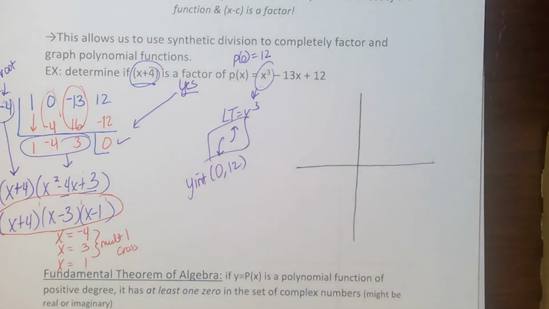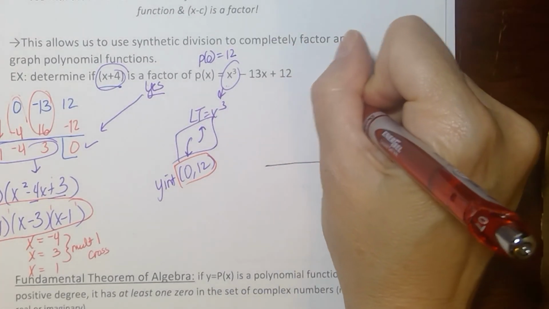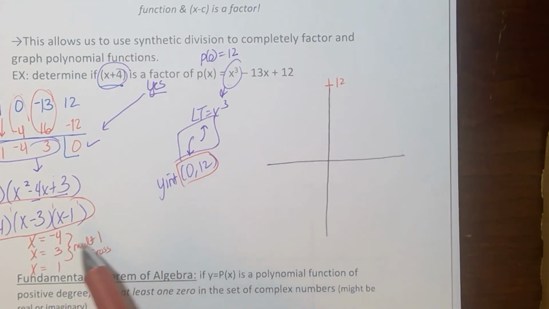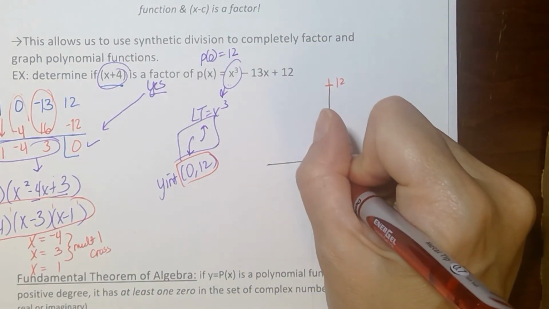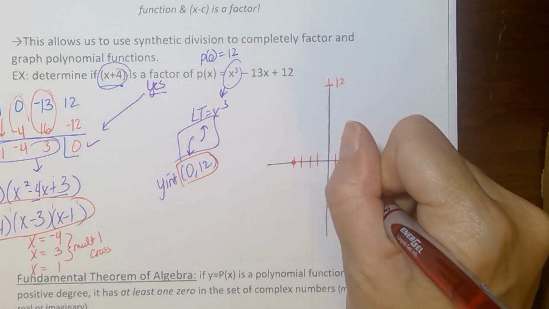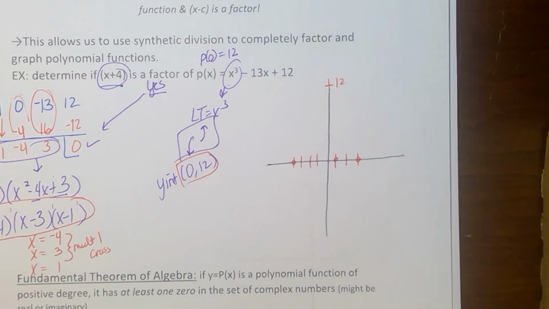And we have some points we can put on our graph. So we're going to graph our y-intercept up here at positive 12. We have x-intercepts at negative 4, at positive 1, and at positive 3. And we know we're going to cross at each of those.